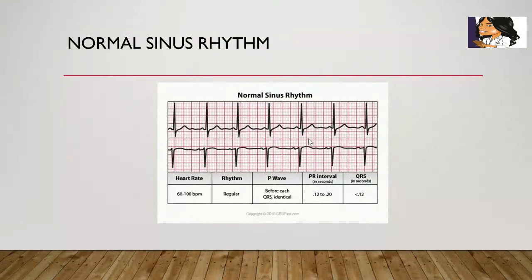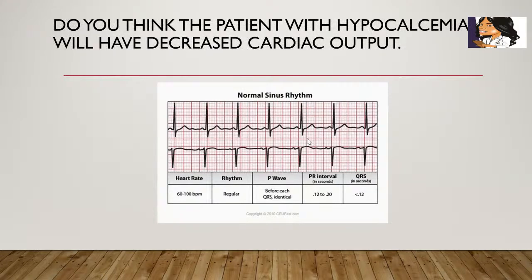All right. So this is what we want. We always want our patients to be in a normal sinus rhythm. If our patient has these electrolyte imbalances, guys, we are not going to get this normal sinus rhythm, and it's going to decrease the cardiac output. This is why the patient is fainting. This is why the patient is pale. This is why the patient has dyspnea on exertion, because he's not in a normal sinus rhythm.